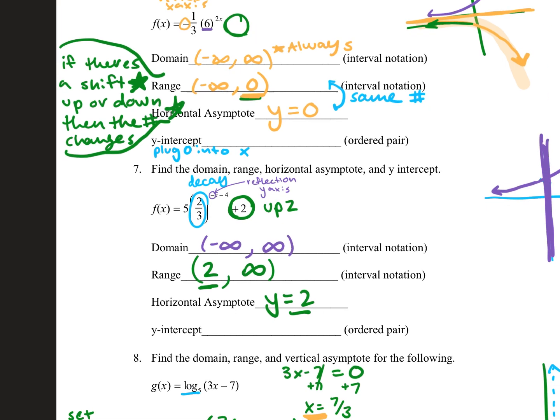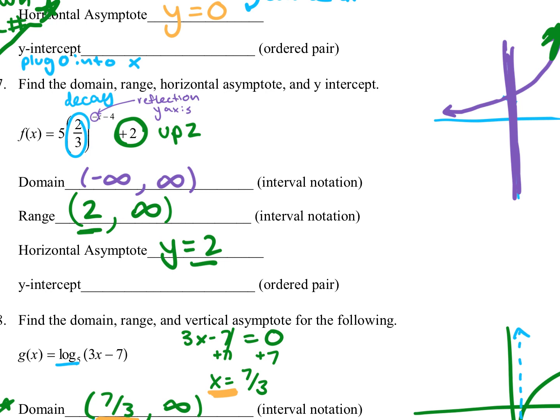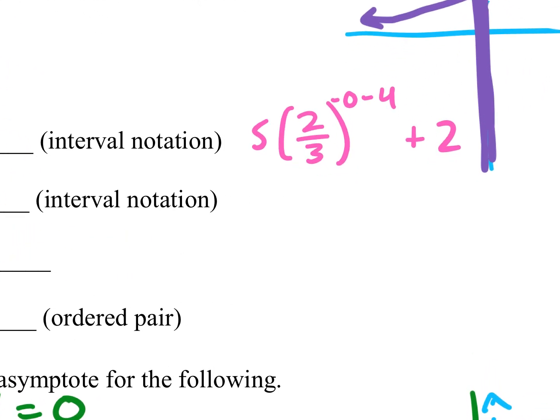Plug 0 into x. So we have 5 times 2/3 to the power of 0, negative 0 minus 4 plus 2. Just like before, be careful when plugging this into your calculator. Make sure you follow your order of operations. So I'm going to do the exponent first. Negative 0 minus 4 would just be negative 4. So we have 2/3 to the power of negative 4.